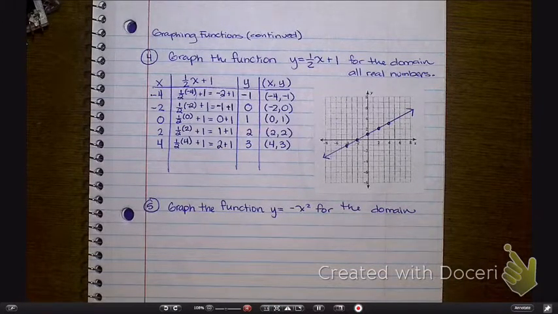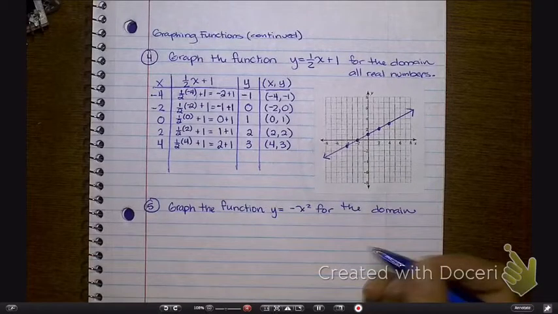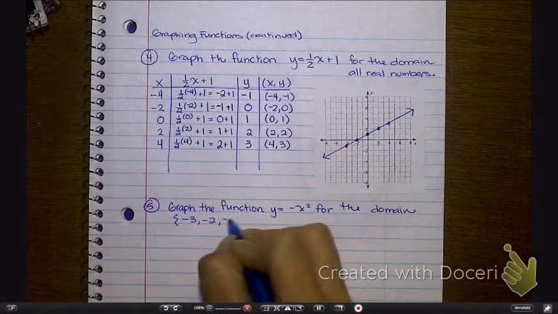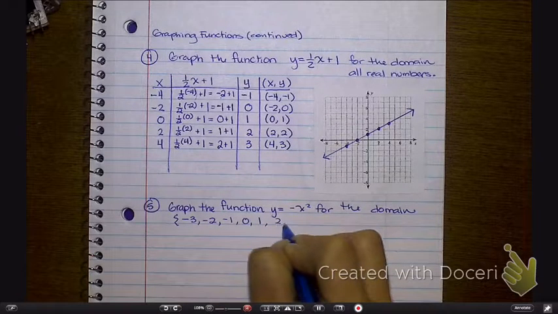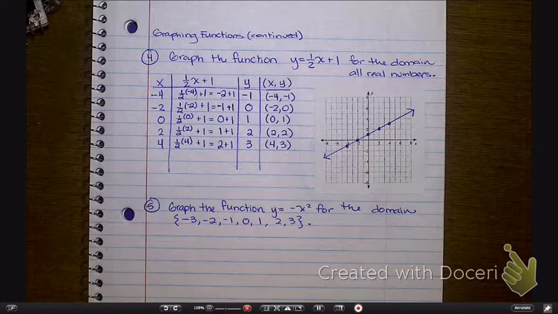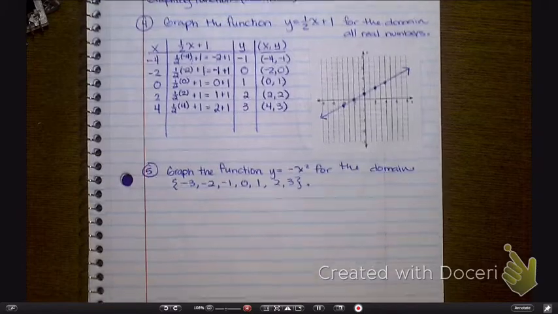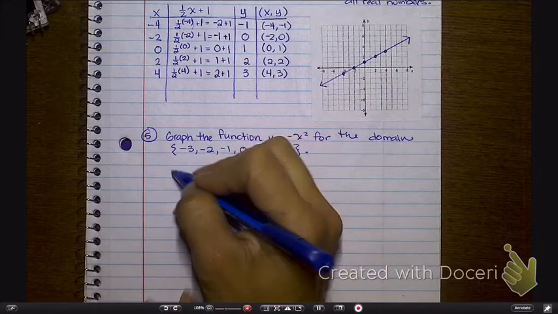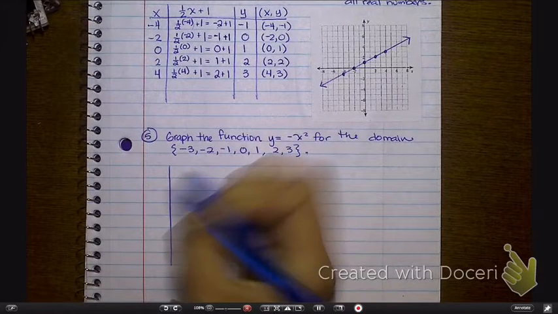Okay, on this one, we're going to graph it for the domain. This is your domain here. If they've given us this domain, that means I have to use those numbers, and those are the only points on my graph. So am I going to get to connect this one when I'm done? No. Okay, let's go ahead and draw our table here.